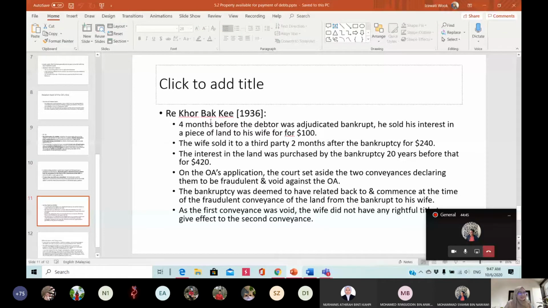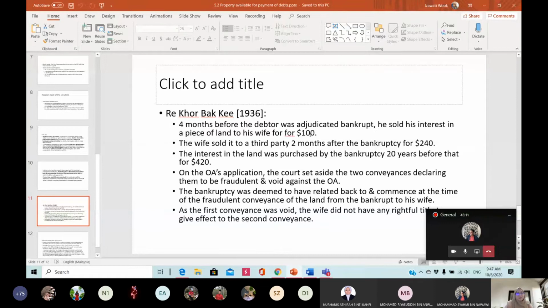So banyak case ni kita dah tengok sebenarnya dalam kita punya discussion of Act of Bankruptcy. Ya, kita boleh tengok semua case yang sama lah. Okay, in this case, Rihorbaki, 4 months before the debtor was adjudged bankrupt, so dia punya cut-off date is important here. 4 months before adjudication of bankruptcy, he sold his interest in a piece of land to his wife for $100. Zaman ni guna dollars lagi lah.